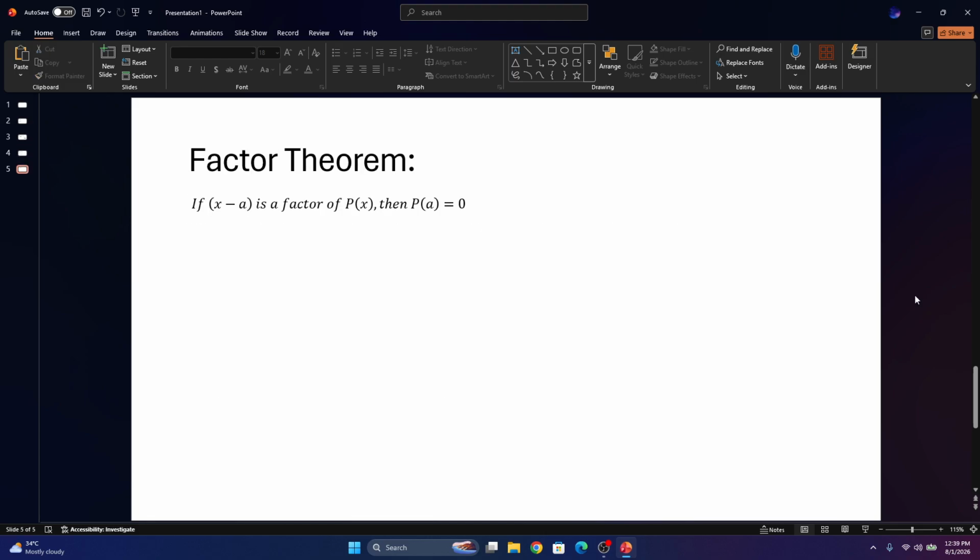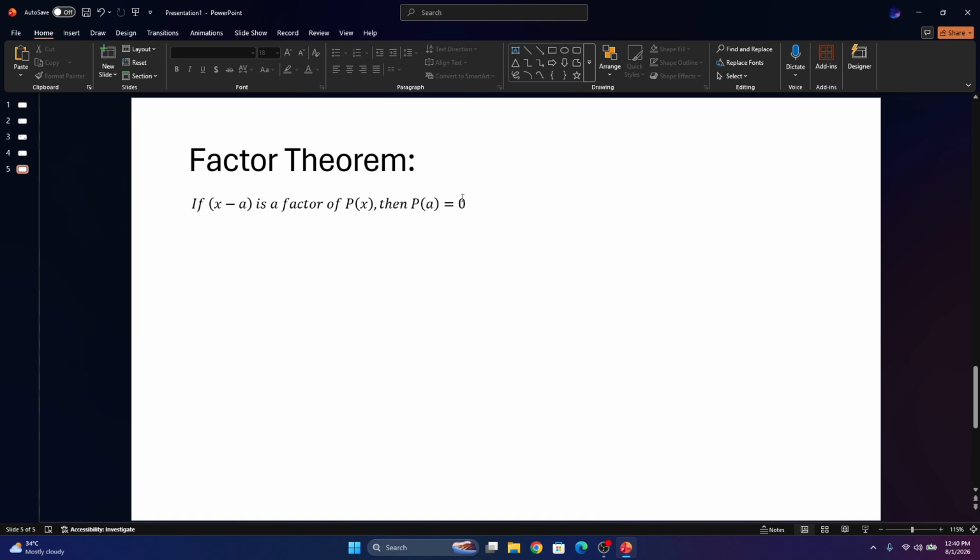Now, the last thing we have to know in this chapter is the factor theorem, which basically means that if a polynomial is divided by a factor of itself, that is, if x minus a is a factor of this polynomial p of x, then using the remainder theorem, x will be a, and if we substitute that value of x as a, the remainder of this division is always going to be equal to 0.